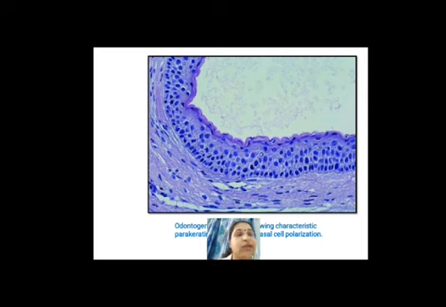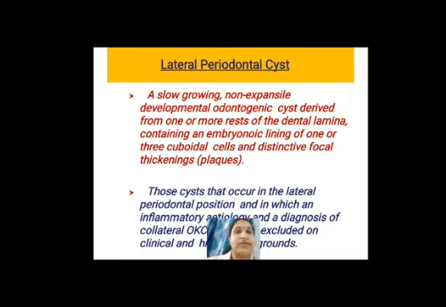Parakeratin will be seen, and corrugations will be seen on top. Corrugated parakeratin. Basal cell layers will be palisaded, resembling a tombstone appearance, and there will be hypochromatic nuclei, with a fibrous connective tissue wall. And so the treatment will mostly be enucleation, but recurrence rate is more in case of OKC.